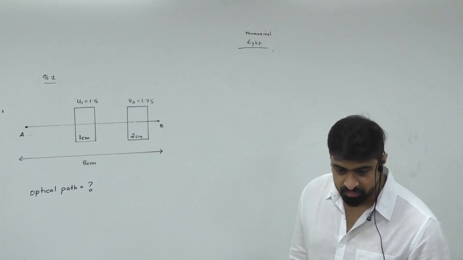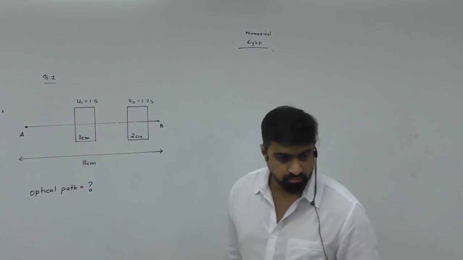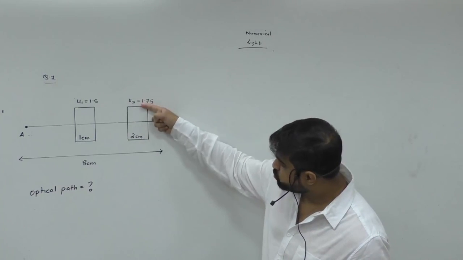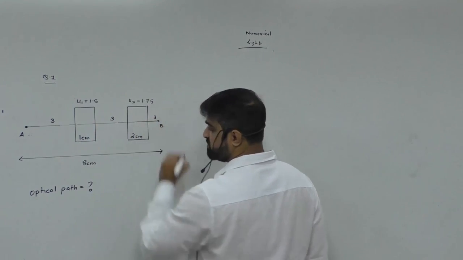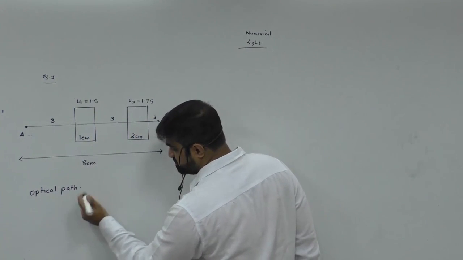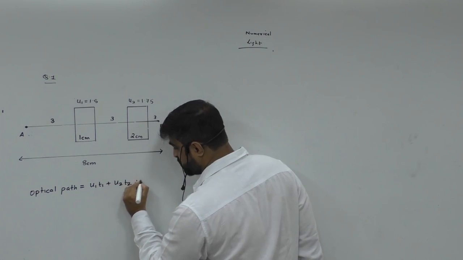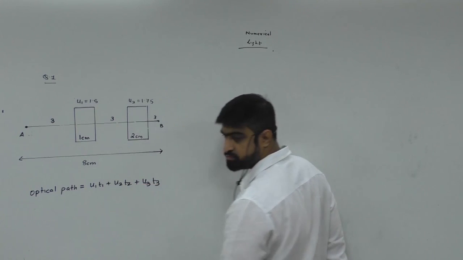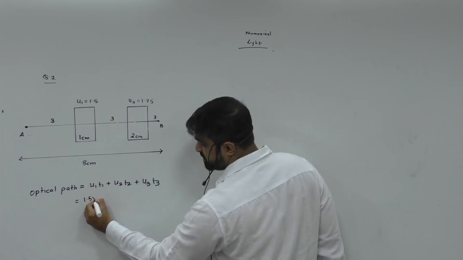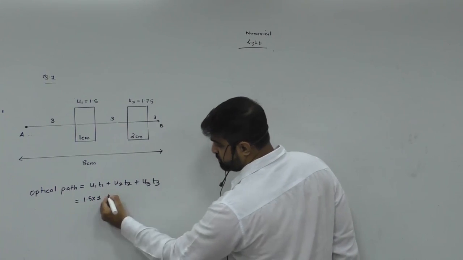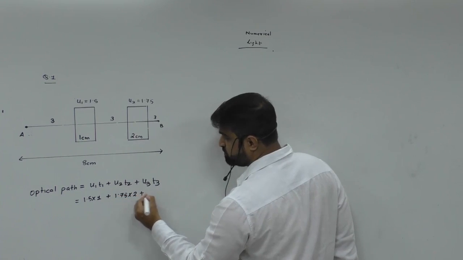One is air also. So can I say this one's optical path will become mu1 t1? This one's optical path will become mu2 t2. And the third part is this, air and air. So resultant optical path will become mu1 t1 + mu2 t2 + mu3 t3. How much is mu1 t1? 1.5 into 1. Mu2 t2, 1.75 into 2.